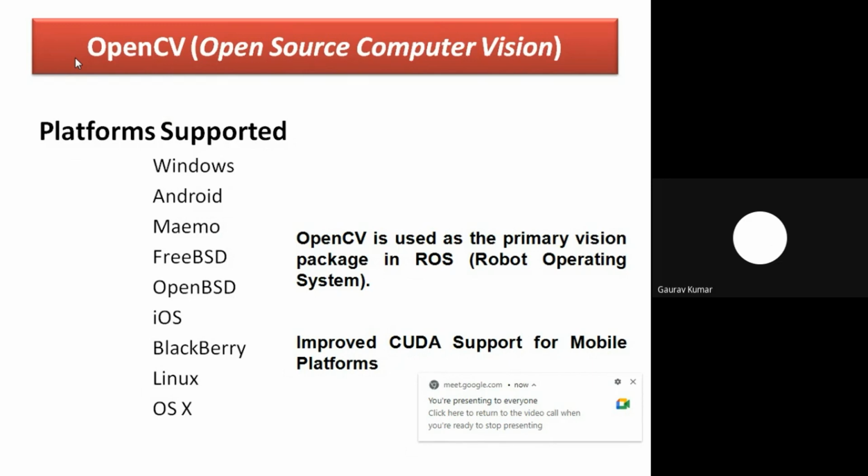It is also used as a primary package in the Robot Operating System. So it is very powerful for robotic applications. If you want to work on some robot related to telemedicine, telehealth, or on a drone application, a manufacturing robot, or an agribot which we use in agriculture, so anywhere, on any type of software or hardware, any type of processor, it can be deployed.